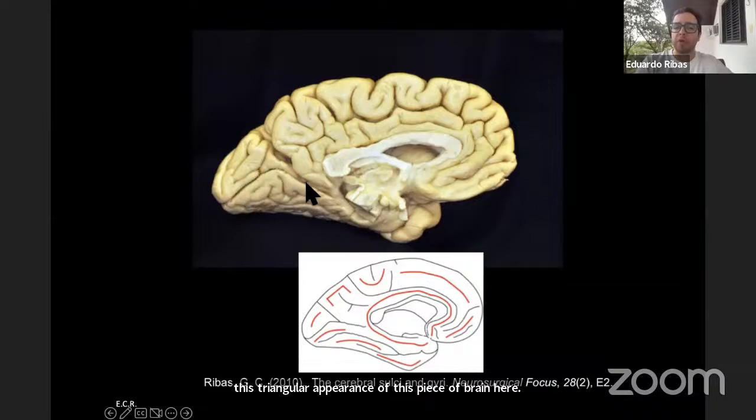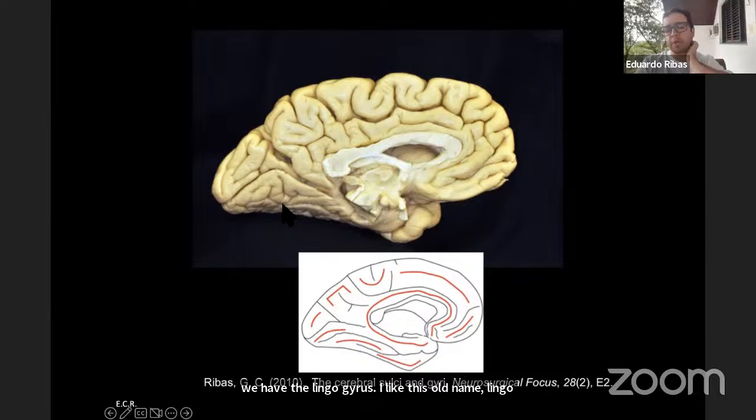The calcarine fissure harbors the primary visual cortical areas, not the sulcus itself, but what is superior and inferior to the calcarine fissure. Superiorly, we have the cuneus, as I said, and inferiorly, we have the lingual gyrus. I like this old name, lingual gyrus, because it resembles a tongue. It resembles something that goes posteriorly, the lingual gyrus.